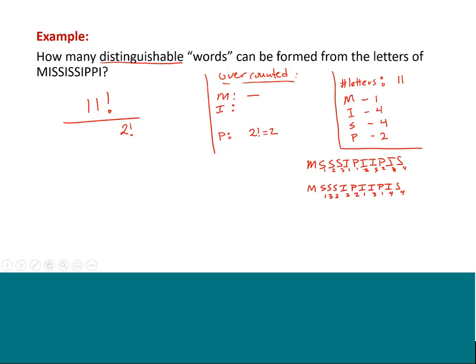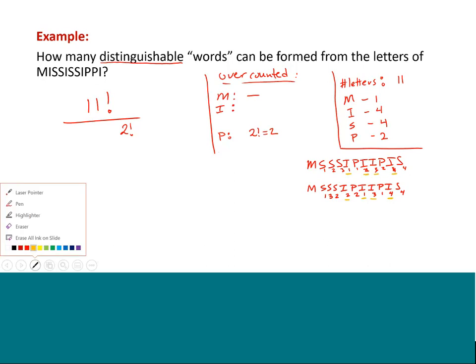And let me attempt to highlight the I, just because it's a little bit harder to see. And what do you guys think? Have we overcounted with respect to the I?